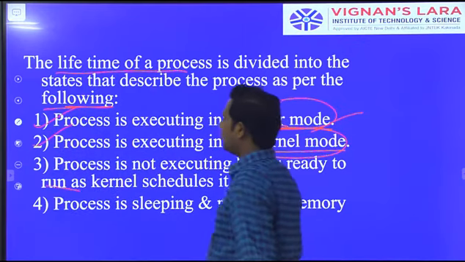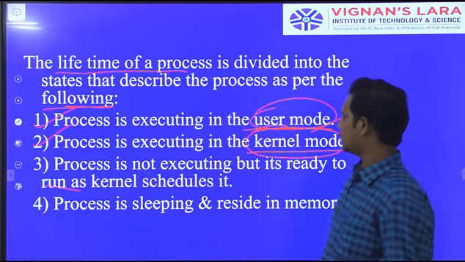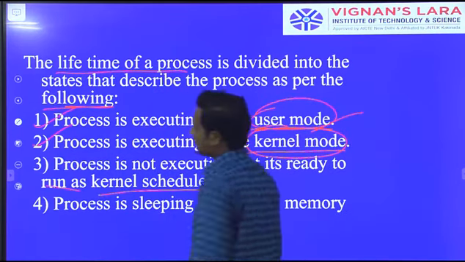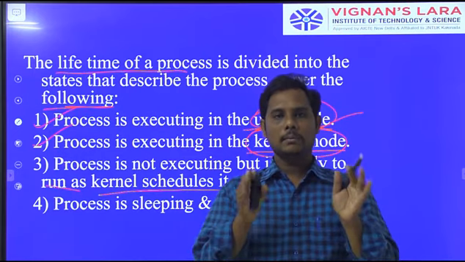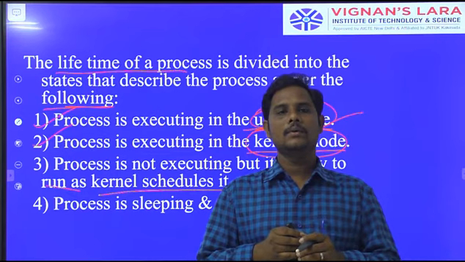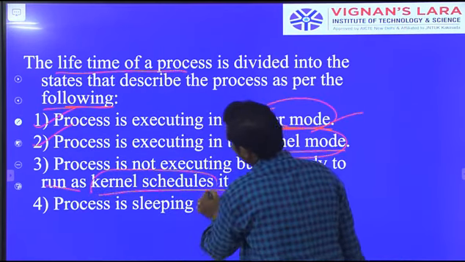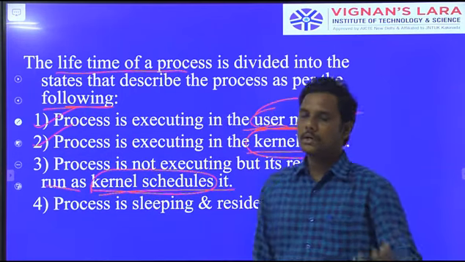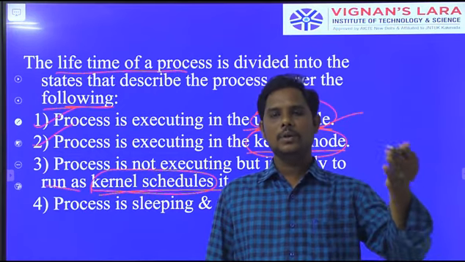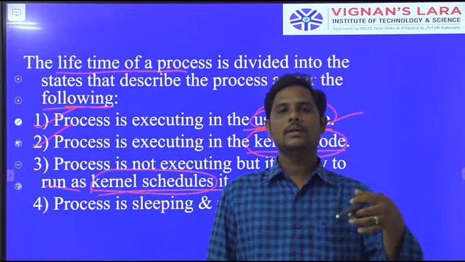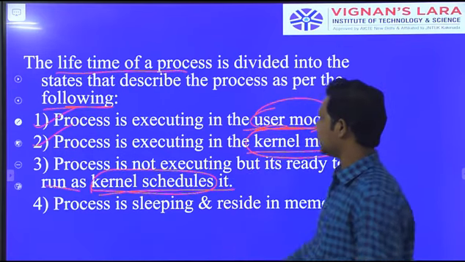Next, the process is not executing but is ready to run, based on the kernel schedule. So the kernel will follow some schedule. Based on the schedule only your process will be executed. The kernel will follow the schedule based on the priority. So based on the priority, each and every process will be executed one by one. These things are very, very important.